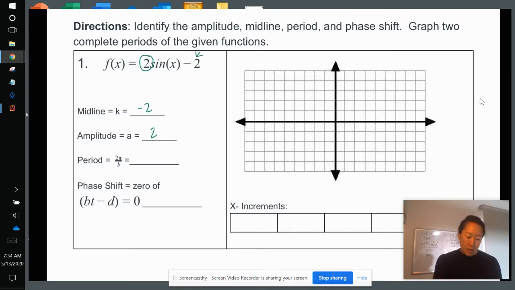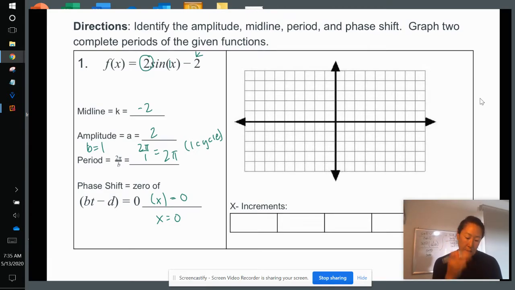The period, let's see, it looks like the frequency is 1 because it's 1x, so the b value is 1. So 2 pi over 1 would give me a regular cycle of 2 pi. This is for one cycle, okay? And then the phase displacement, we take anything inside the parentheses. So I take x and set it equal to 0. So this function has been shifted 0 units left or right, okay?